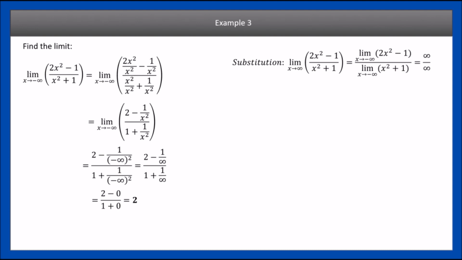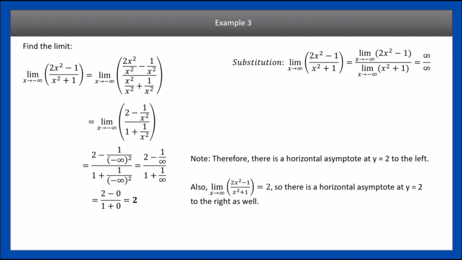So we got a different value of the limit for this particular function. So this is to the left. So the horizontal asymptote is at y equals 2 to the left. If we do it to the right, we're going to get the same result. Again, if you want to practice that, go ahead and do that. So the limit as x approaches positive infinity is also 2.